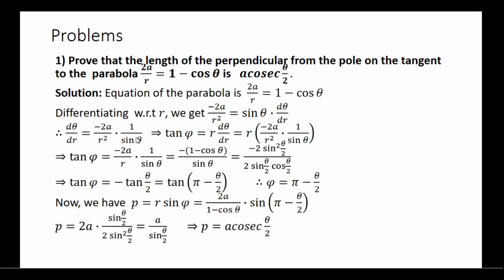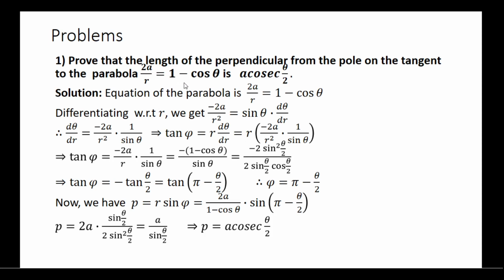So now we have to find the value of phi, isn't it? For that, we'll use the formula tan phi equal to r into d theta by dr. We already found out what d theta by dr is. Substitute that value here, so r into minus 2a by r square into 1 by sin theta. Simplify this, one r will get cancelled. So you will have tan phi equal to minus 2a by r into 1 by sin theta.